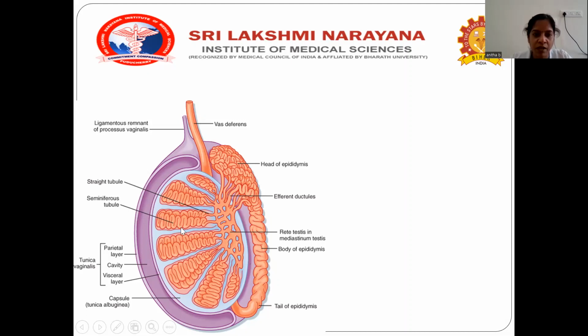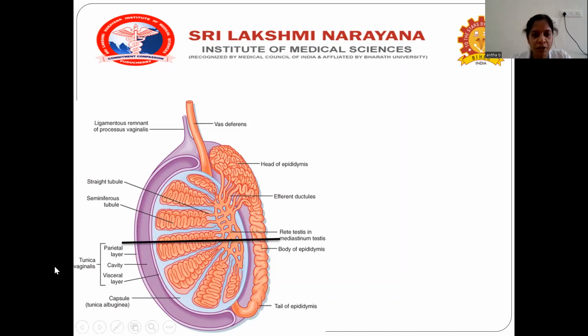From there, fibrous septa arise. These divide the testis into numerous compartments, which are called lobules. Within the lobules, you can see the seminiferous tubules. Now, we have to discuss the histology part.